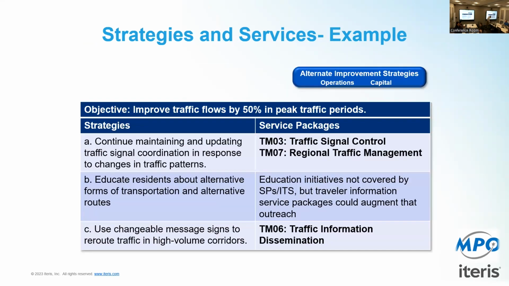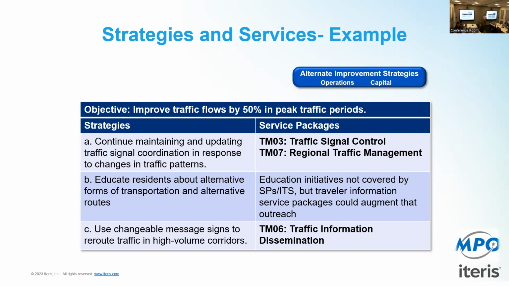on what our alternatives might be. Just as an example, if we want to improve traffic flows by 50% during peak periods, we'll do a strategy. Ever tried that before? 50%. Yes. So we can look at signal timing and optimization on corridors. We can educate the residents on alternative modes of transportation. We can put out changeable message signs and say, hey, take these alternate routes. Well, there are services in the architecture that align with those as well. We can now start to put those together to understand how these three pieces fit. Signal timing, signal traffic control, regional traffic management, looking at the overall corridors. We don't have something on education necessarily, but we have traveler information.